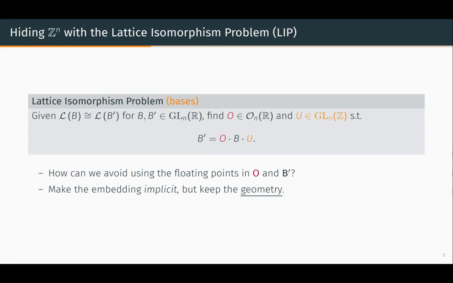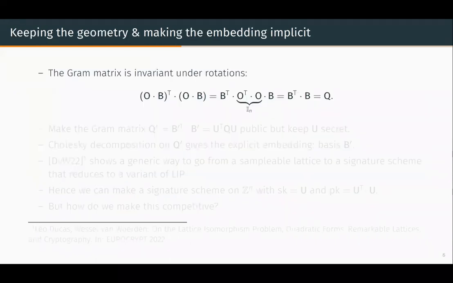Keep it implicit, but we keep the geometry of the lattice. And what I mean with this is that we look at the Gram matrix of P prime. So if you perform a rotation of your lattice, this Gram matrix containing all the inner products of the basis vectors stays the same, as you can see. And this Gram matrix can be made public. And this transformation is now kept as a secret.